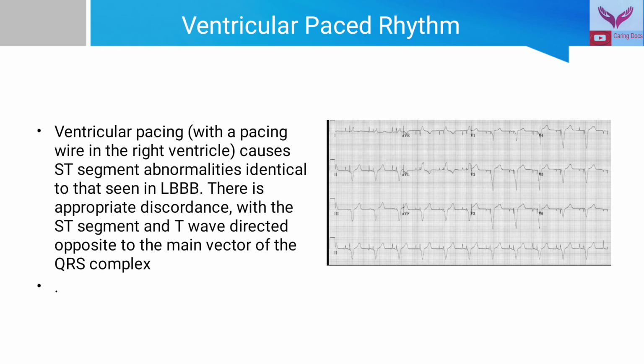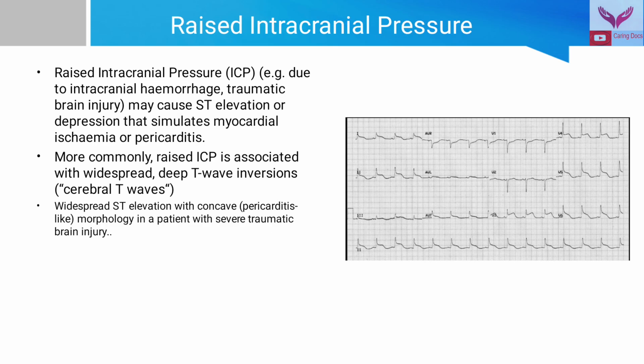Ventricular paced rhythm, that is with a pacing wire in the right ventricle, causes ST segment abnormalities identical to that seen in left bundle branch block, and there is appropriate discordance with the ST segment and T wave directed opposite to the main vector of the QRS complex.